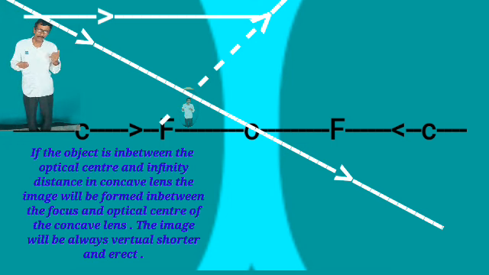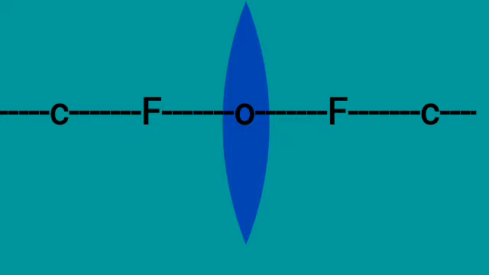Okay? In summary, if the object is in between the optical center and the infinity distance in the concave lens, the image will be formed in between the focus and the optical center of the lens. The image will always be virtual, shorter, and erect. Notice it. Here, the object and the image are on the same side of the concave lens.